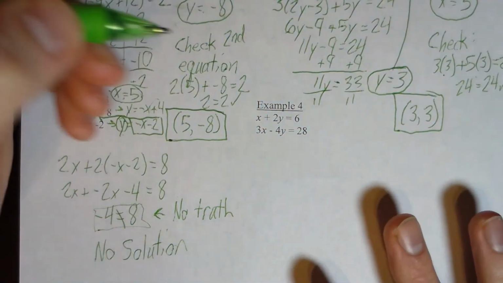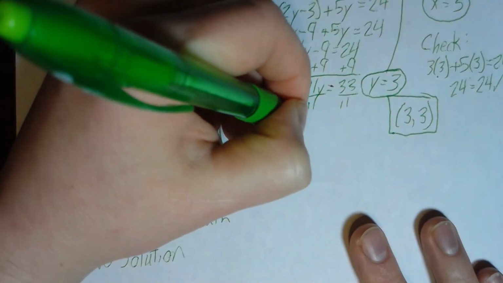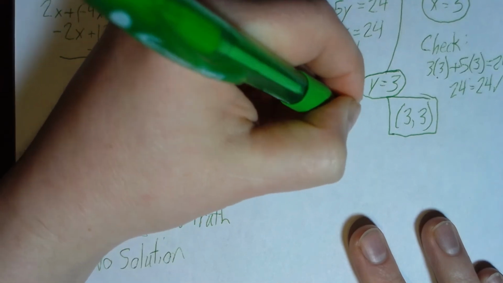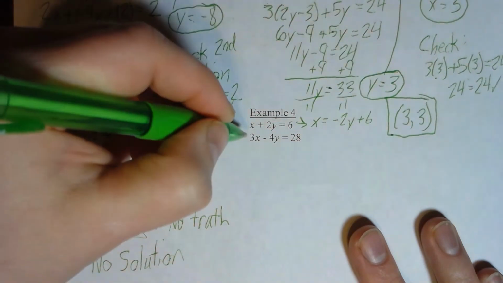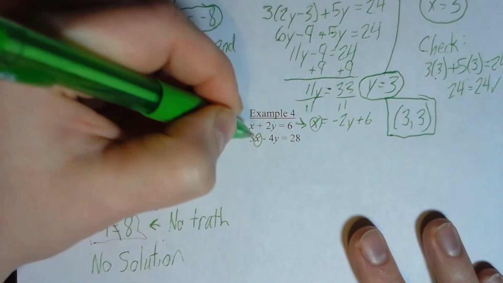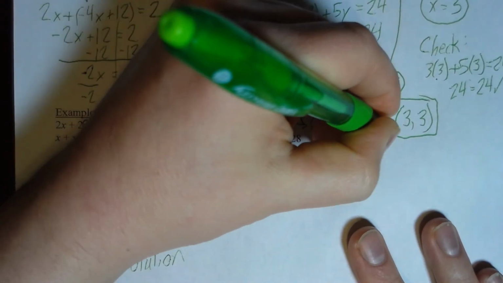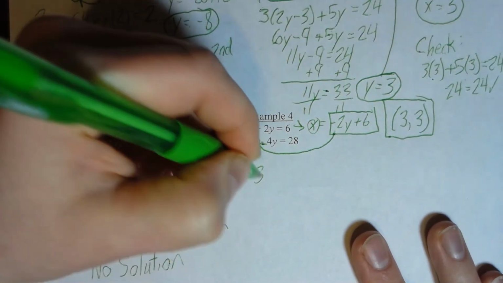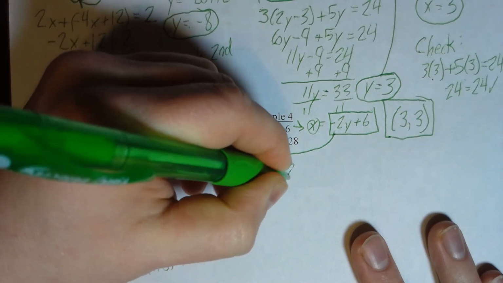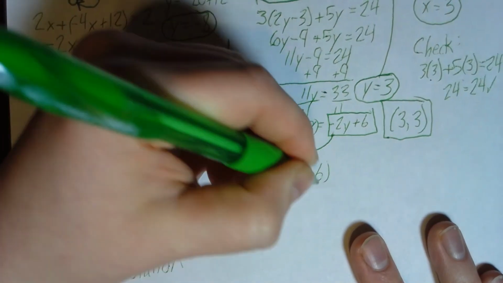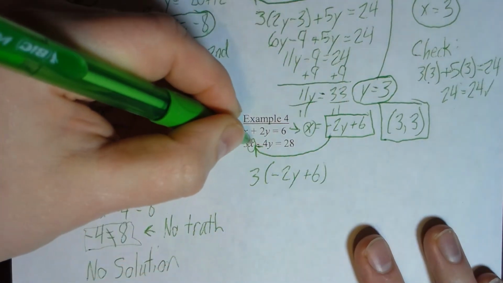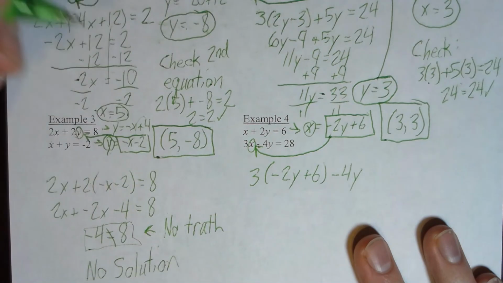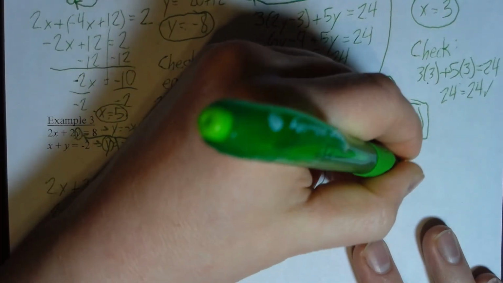Now let's take a look at this one. I see that it's really easy to solve for x here. x equals negative 2y plus 6. Now I have x solved for, so I'm circling x. Here's a definition for x. I'm plugging it in here where I see x. So I have 3 times what x is, minus 4y equals 28.